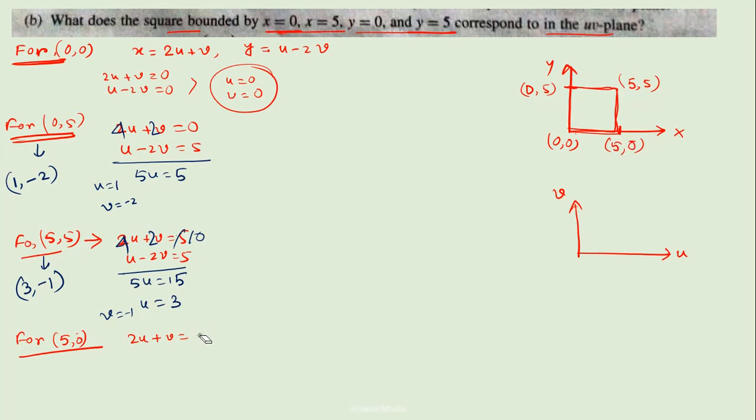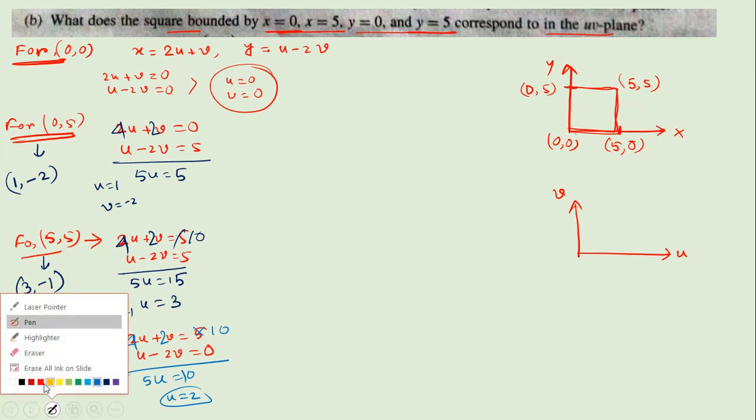So for 5 comma 0, this is 2u plus v equals 5 and u minus 2v equals 0. If you multiply here by 2, you will get 2v, and this is 4 and this is 10. So this is 5u equals 10, u equals 2. If you put u equals 2, v will give you 1. So this becomes 2 comma 1. So we get all the points.